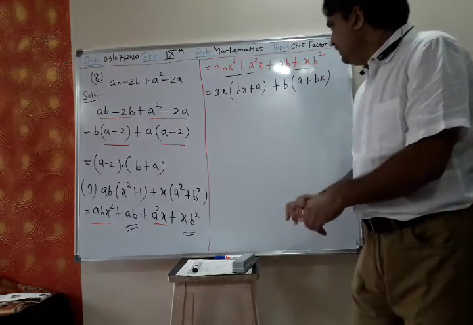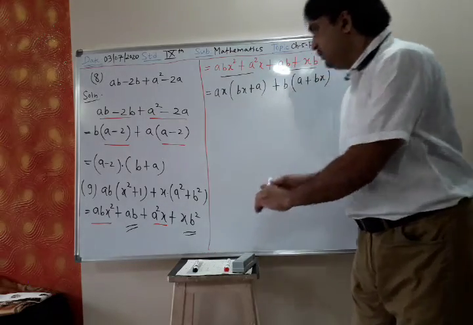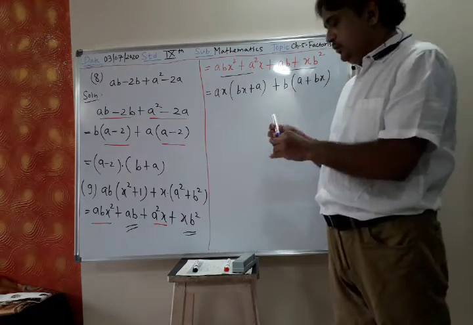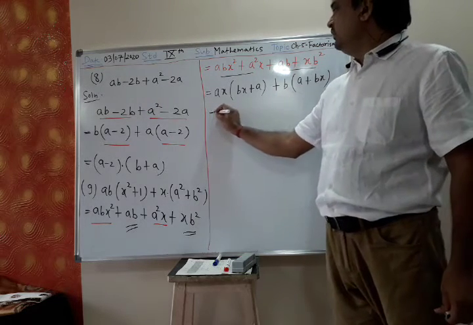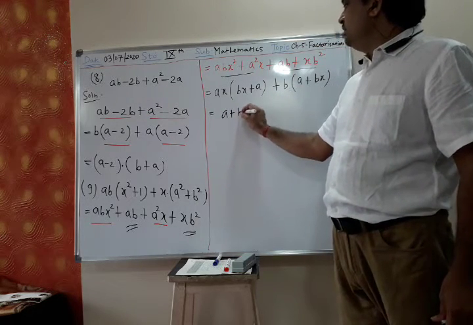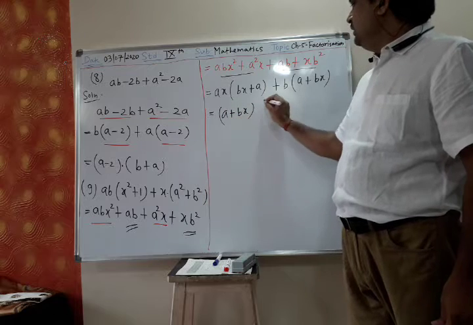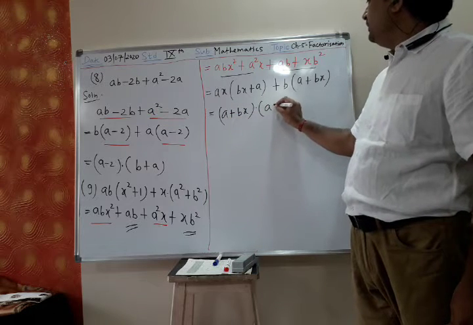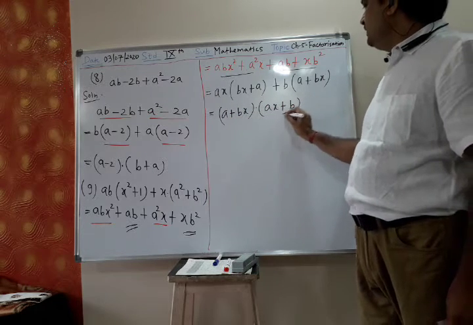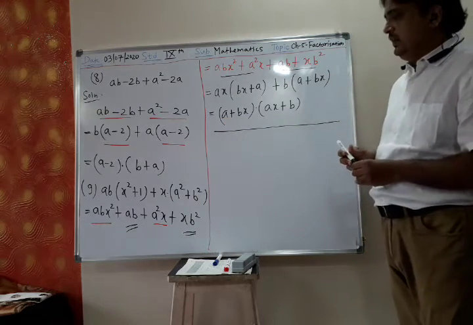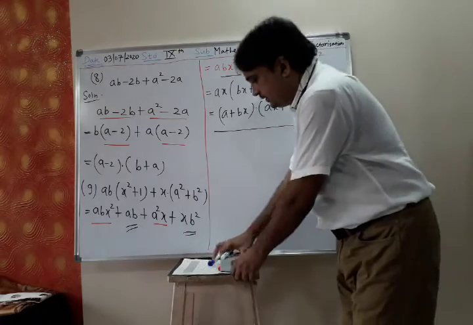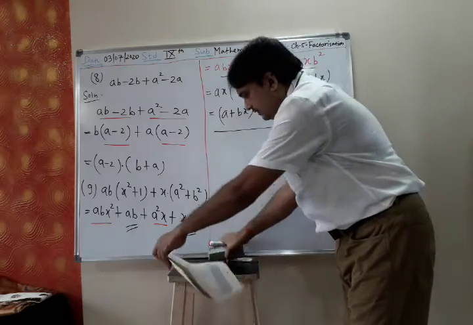Yes, I have taken first and third. You can take first and fourth. No problem. So AX, now A plus BX is common. A plus BX is common, so left is into AX plus B. This is the answer. Clear? You can take first and fourth. No problem. Answer will remain the same.